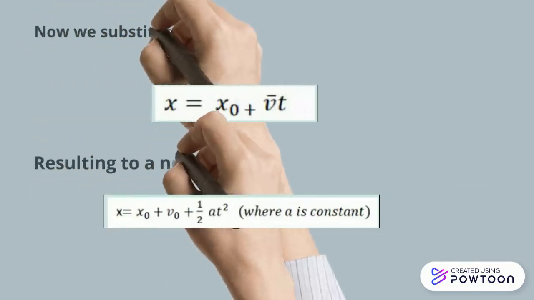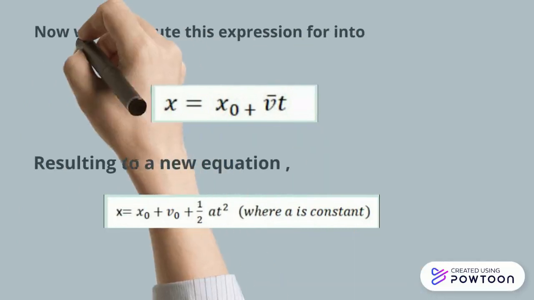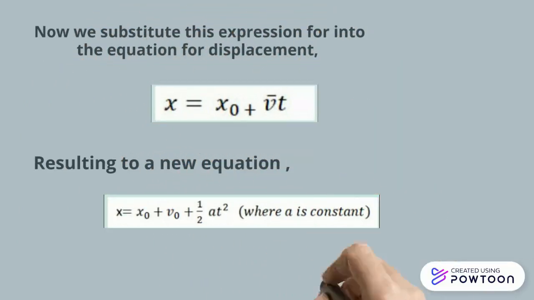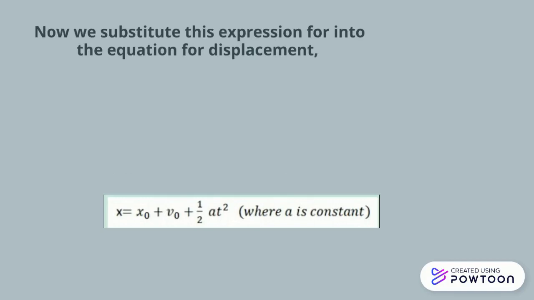Into the equation for displacement, where the final position is equivalent to initial position plus the average velocity times time, resulting in the equation: final position is equivalent to initial position plus initial velocity times time plus 1/2 of acceleration times time squared, where a is constant.